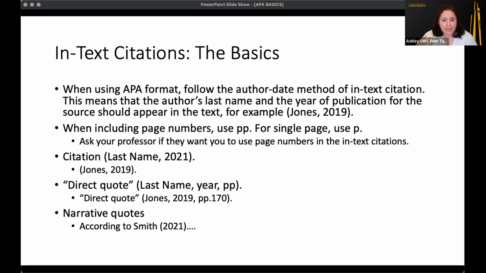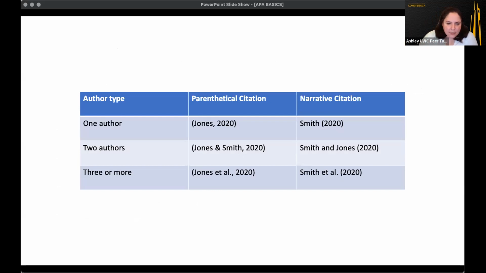And if you're going to integrate narrative quotes, say you're going to reference research according to Smith, according to another last name, I can't think of the last name right now, then you use the author's last name, and the year, in this case 2021, in parentheses. Okay, so that's fine. One author, pretty easy.